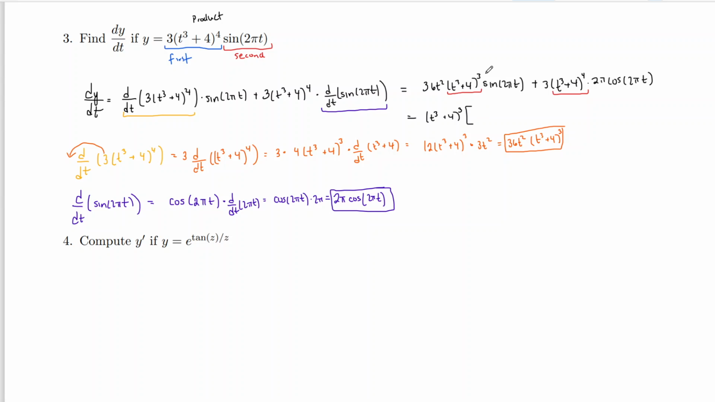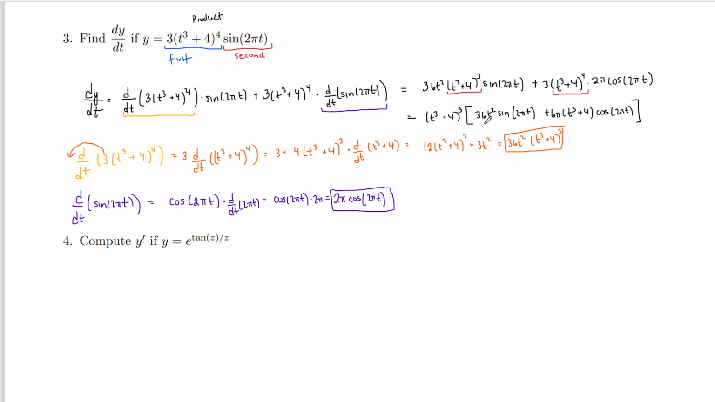When I take that out, this entire portion's gone from the first part, so I have 36t squared times sine of 2 pi t. And in the second part, what am I left with? I am left with 3. I have one of the t cubed plus 4s left. And then I have the 2 pi. So maybe I can just go ahead and do 3 times 2 pi is 6 pi and put that in the front here. I have one of the t cubed plus 4 left, and then I do times the cosine of 2 pi t.